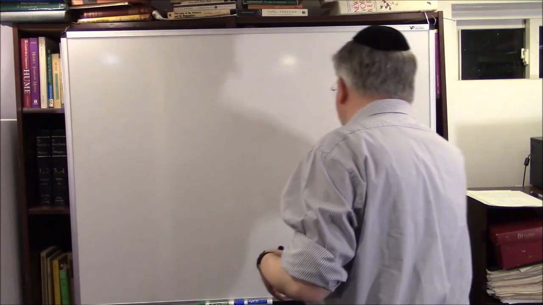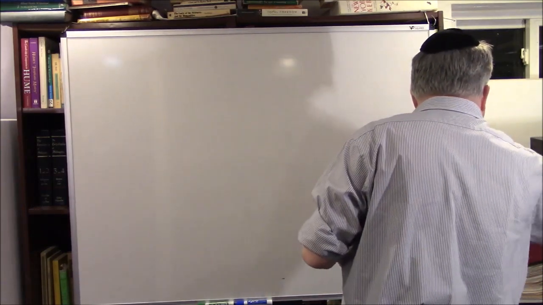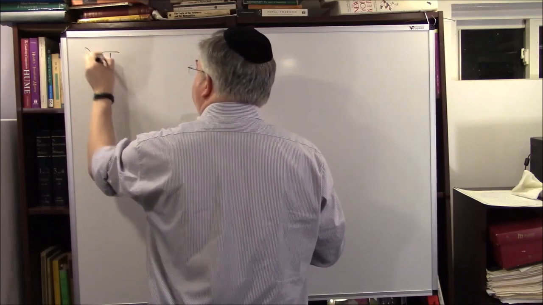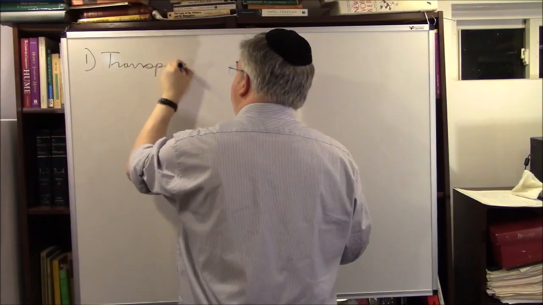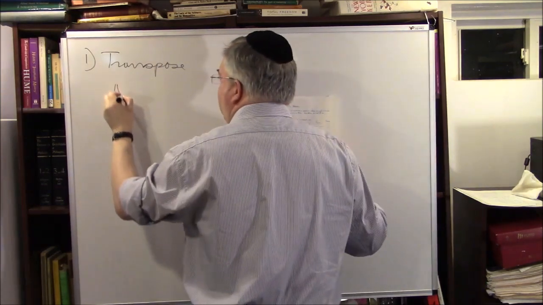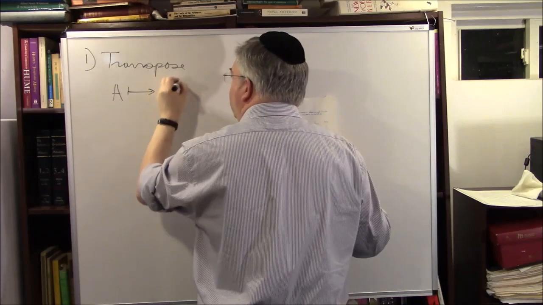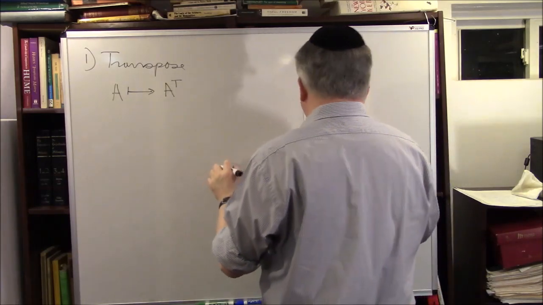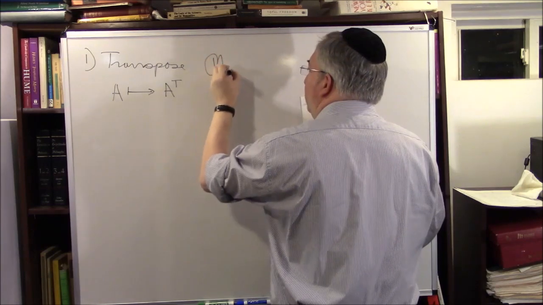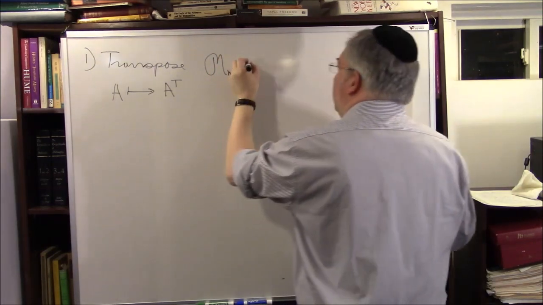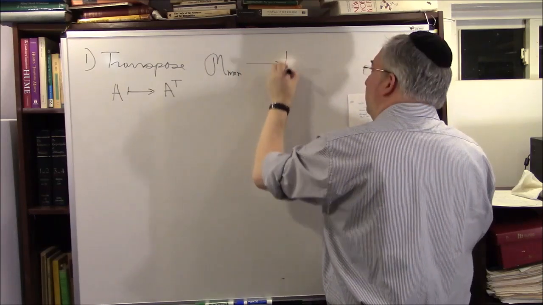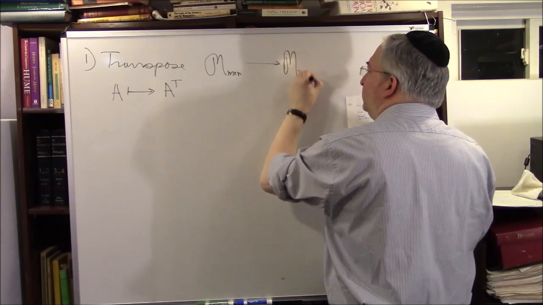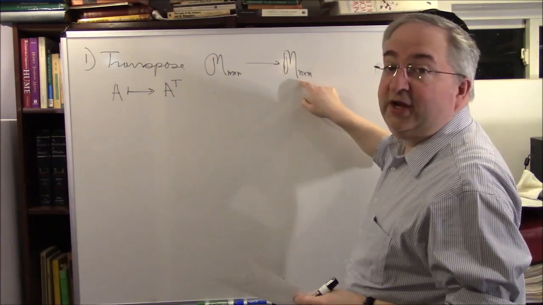Let's start talking about some of the operations that we're going to have for matrices. Again, this is probably the easiest section that they have. One operation is the transpose operation. Matrix A goes to A transpose. Basically, you take an m by n matrix and you turn it into an n by m matrix.